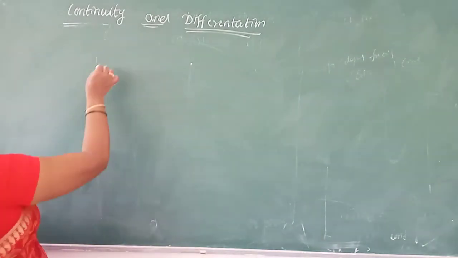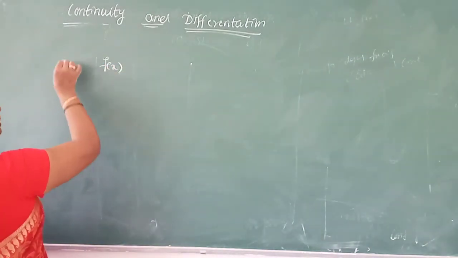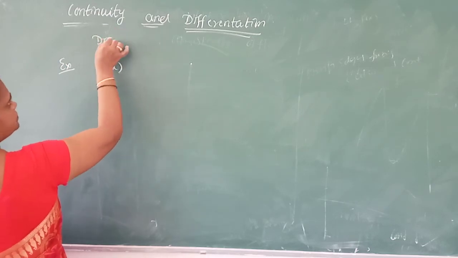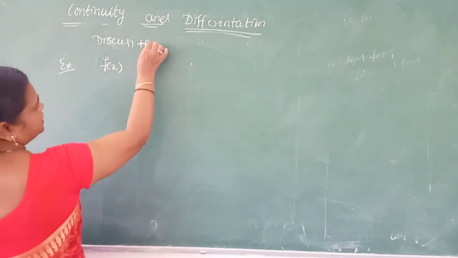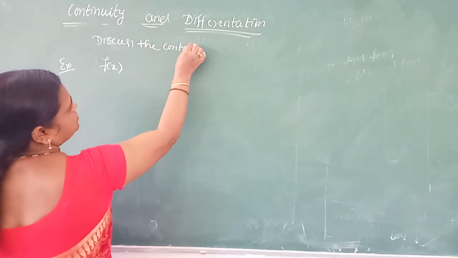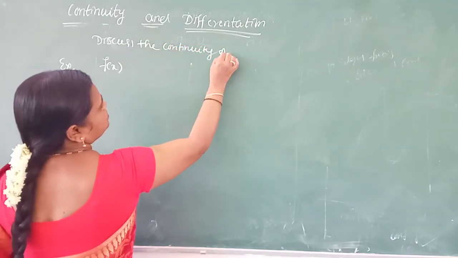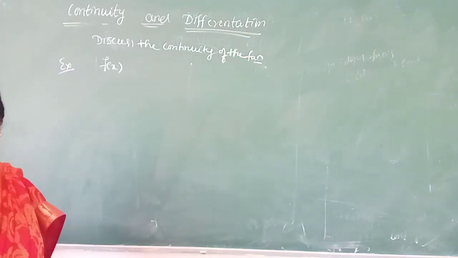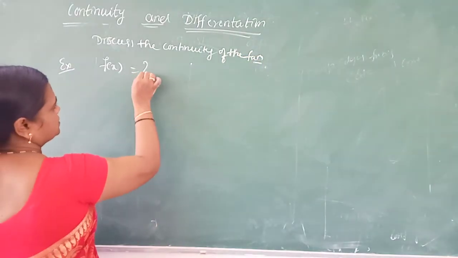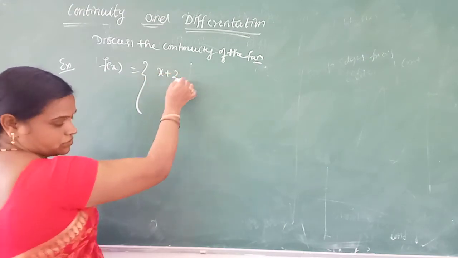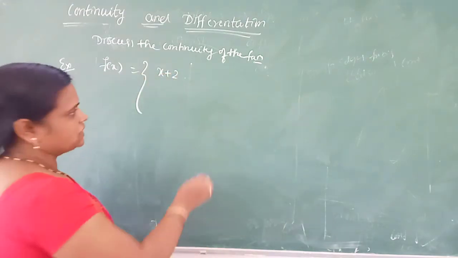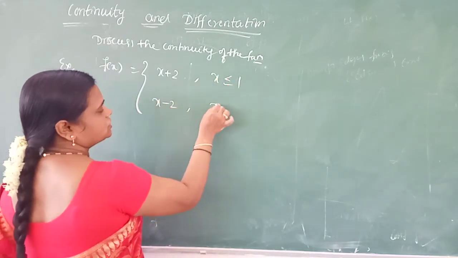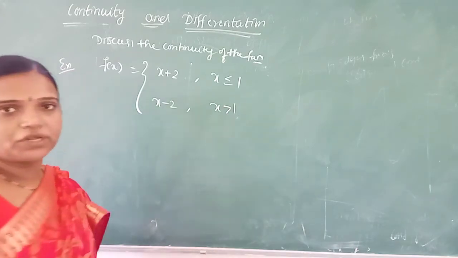The given example is, discuss the continuity of the function. If f of x is given as x plus 2, condition x less than or equal to 1, x minus 2, condition x greater than 1.